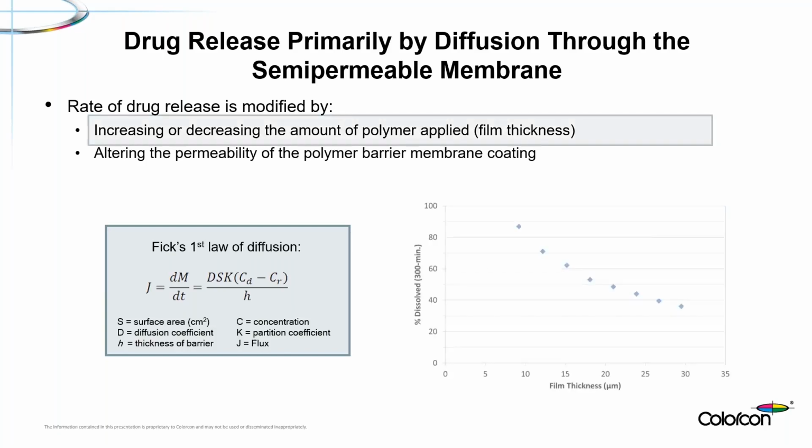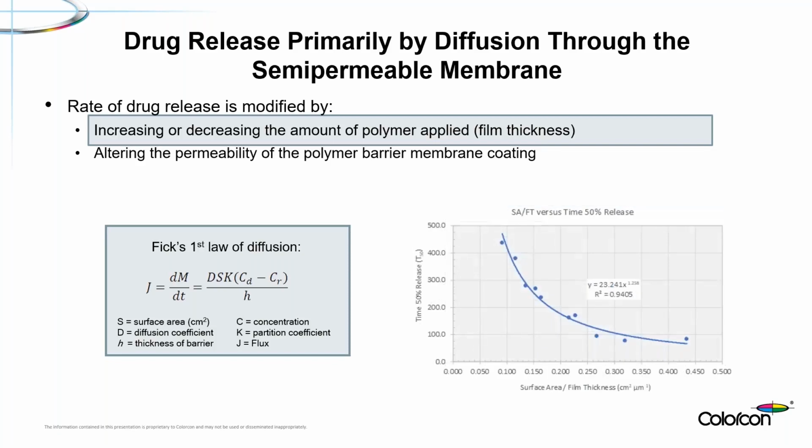We can see the impact of increasing film thickness on drug release from a multiparticulate in the graph here to the right. Increases in film thickness result in a decrease in drug release, measured here at a specific time point. However, if we are only considering the effect of film thickness on drug release, we are not seeing the whole picture. Take a look at Fick's law again. We need to also consider the effective surface area.